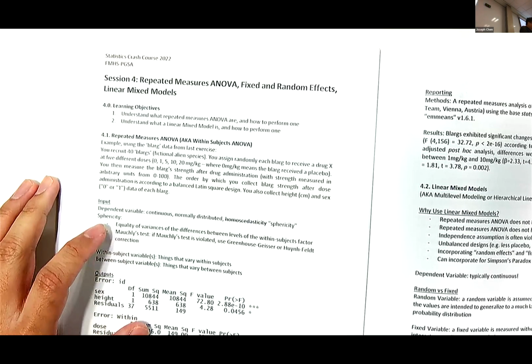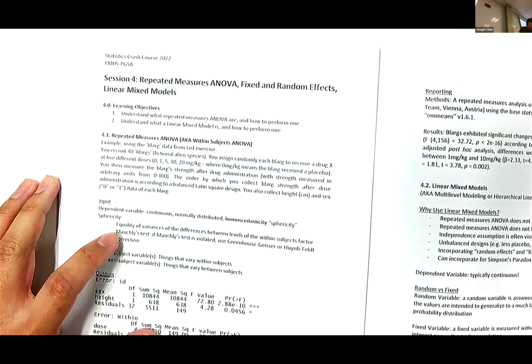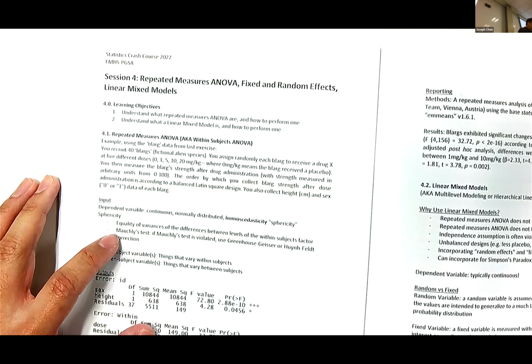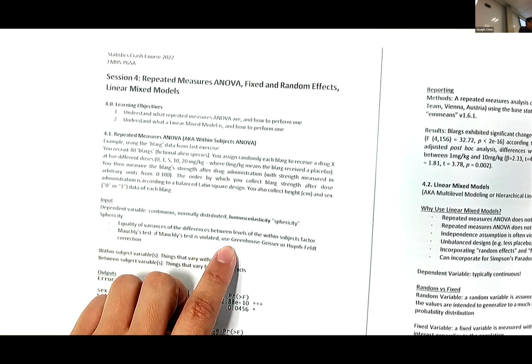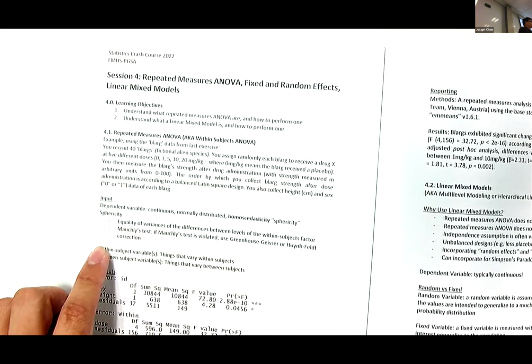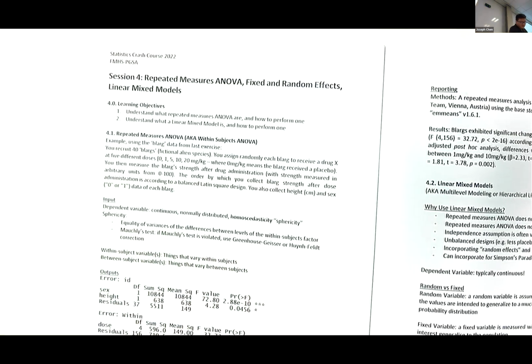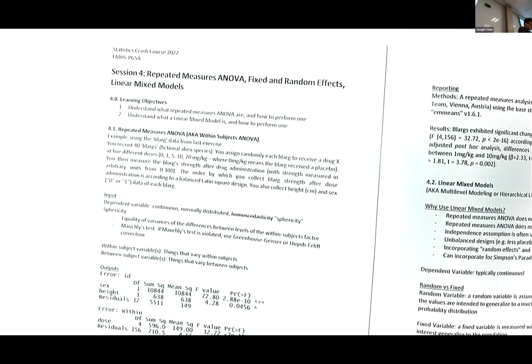How do you test for sphericity? You can use Mauchly's test. If Mauchly's test is violated, you can use the Greenhouse-Geisser or Huynh-Feldt correction. Why do I include all these random things? If you use SPSS, it does that for you. If you just punch in a repeated measures ANOVA, it will automatically calculate the Greenhouse-Geisser and Huynh-Feldt corrections alongside your repeated measures results.